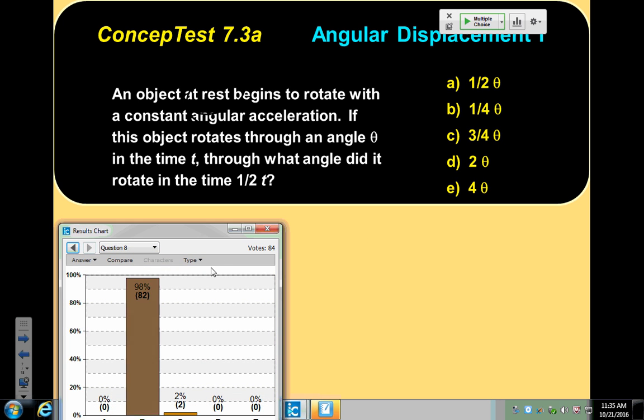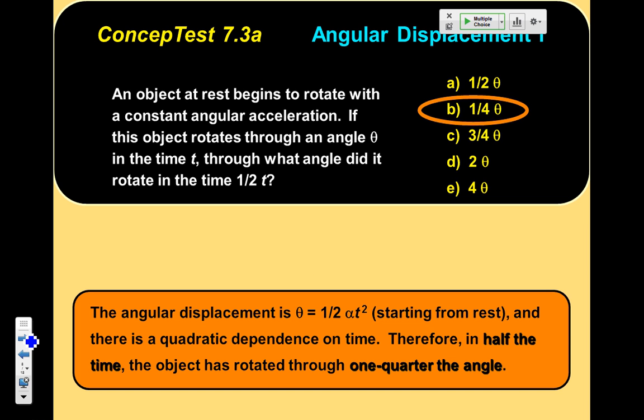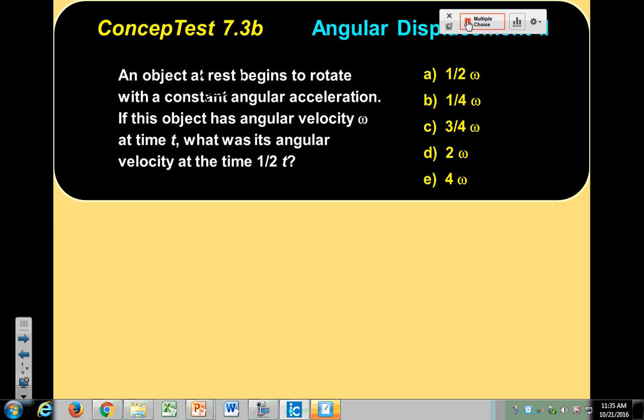Okay, good. B is right. But no joke for that one because we've already done that question. But remember, theta is 1/2 alpha t squared. If I take half of t, it's squared, so I get theta over 4. Expect to see some questions like that dealing with theta, omega, and alpha. This one's similar, but a little bit different.